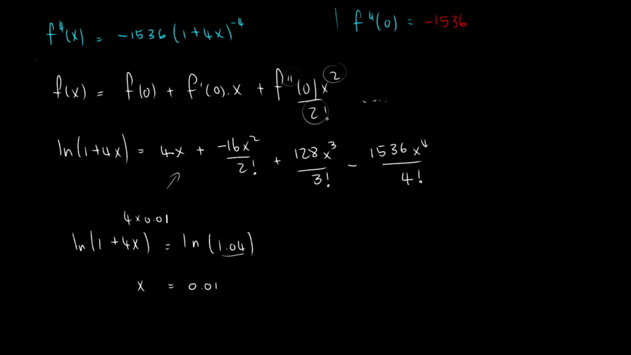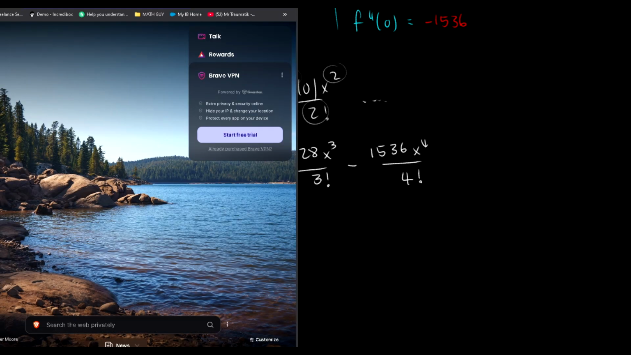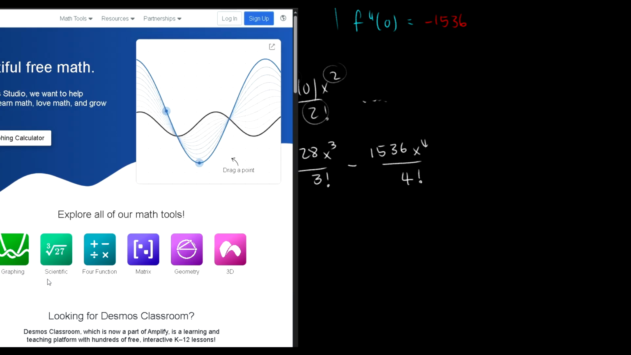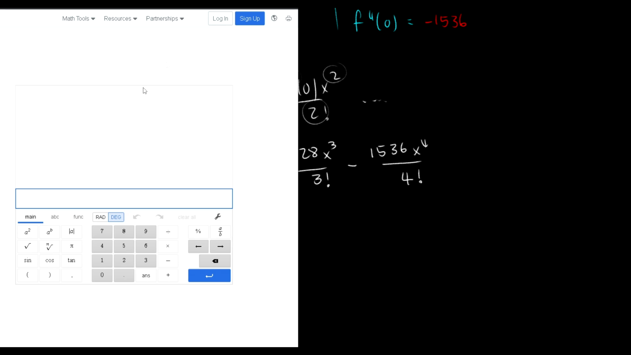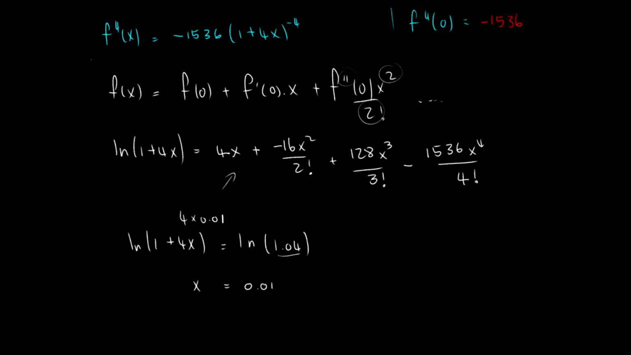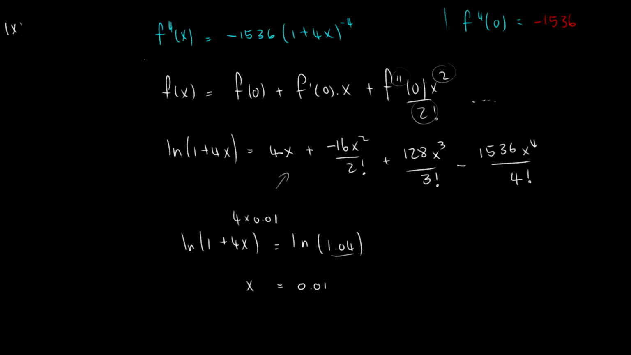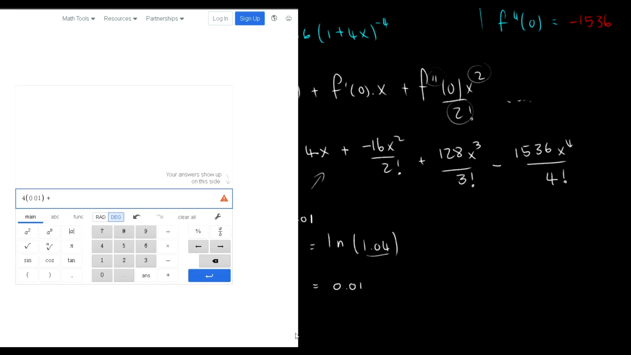Now that we know what x should be, we can plug that into the Maclaurin series. For that, I'm going to need a better calculator, so let's go to Desmos. Okay, so it was 4 times 0.01, minus, sorry, I can't mess up these symbols. Minus 16 over 2 factorial. I'll just copy and paste this one, it makes it a bit easier. That was squared, plus 128 over 3 factorial.